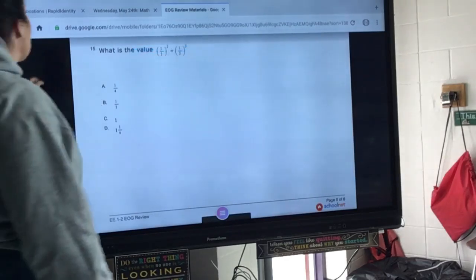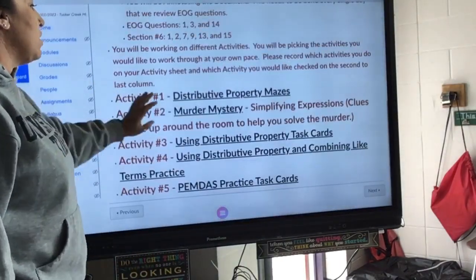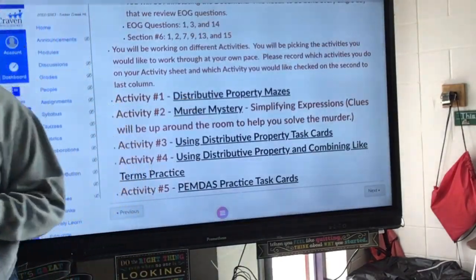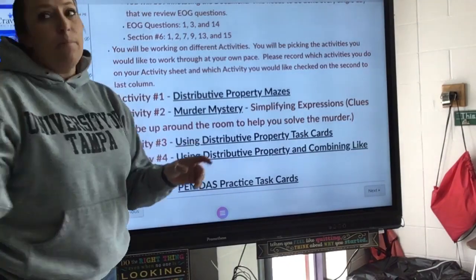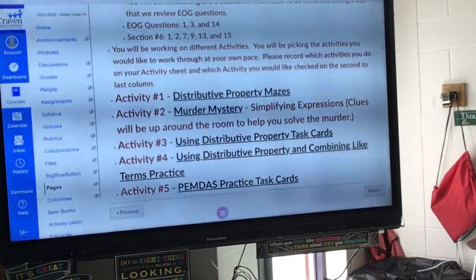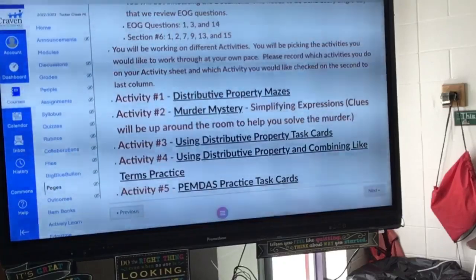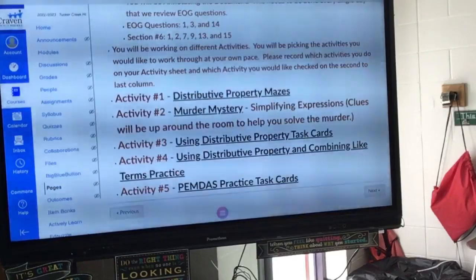All right, so for today, there's a couple different things that you guys have the option to do. So there are distributive property mazes. I have a copy of those. You have a choice between level 1, 2, and 3. It's up to you, whichever one you want. Murder mystery. I'm about to put the little clues up around the room. I have a piece of paper that you're going to go around the room and try and figure out the mystery. You may work with a partner, one only if you do that one. But if it gets too wild, you will not be working with anybody.